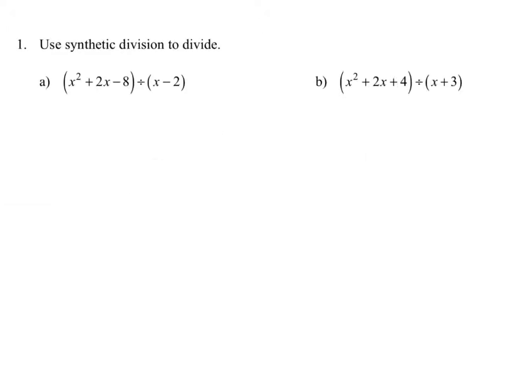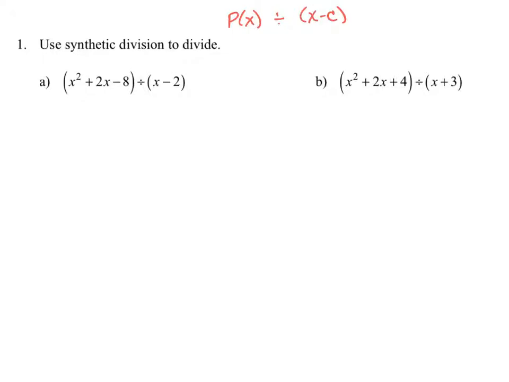Use synthetic division to divide. We have the quantity x squared plus 2x minus 8 divided by the quantity x minus 2. Now the synthetic division shortcut only works when you have some polynomial, we'll call it p of x, divided by a binomial in the form of x minus c. As you can see, we're dividing by x minus 2, so this is a good example for using synthetic division.